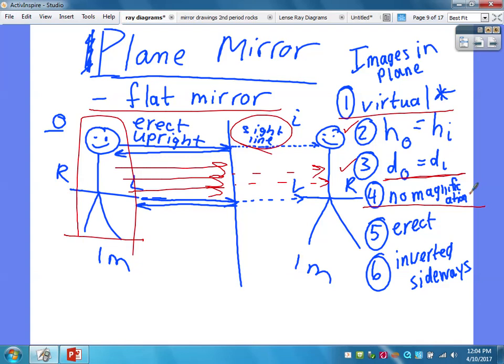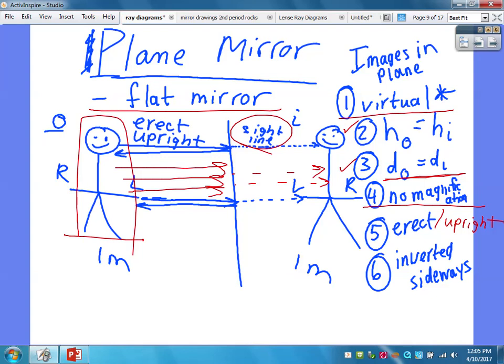We will say you appear erect or upright. That just means you're not flipped over, okay? You're not looking into a mirror and your head's by your feet. Your head appears where it is, your hands appear where they are, your feet appear where they are. You're not flipped upside down, all right?